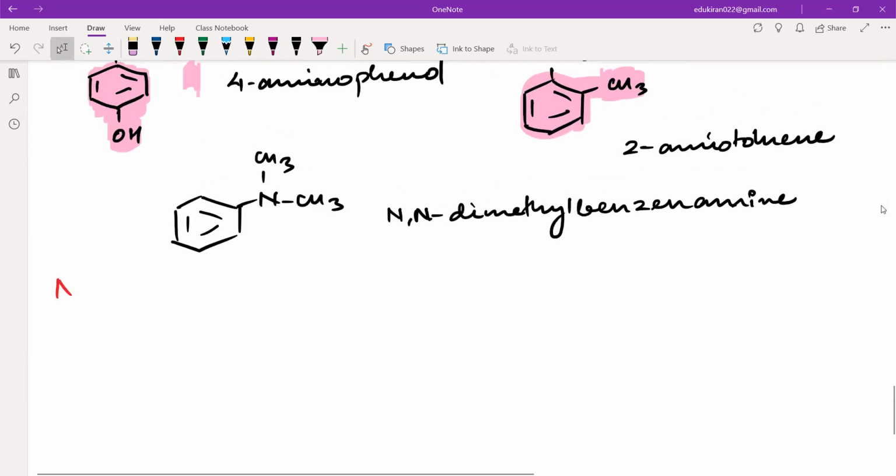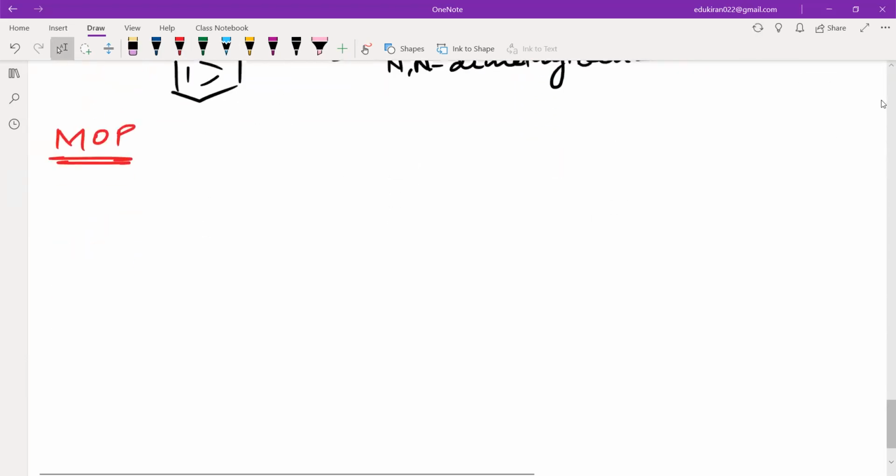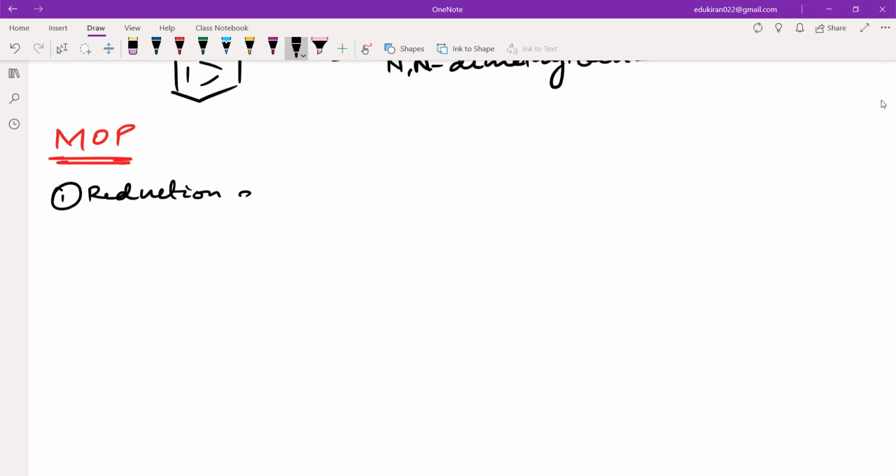Next is methods of preparation. Okay, so method of preparation. First of all, let us see reduction of nitro compounds. Okay. Number one is reduction of nitro compounds.